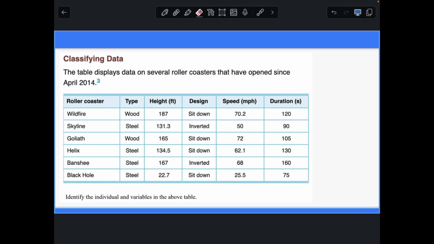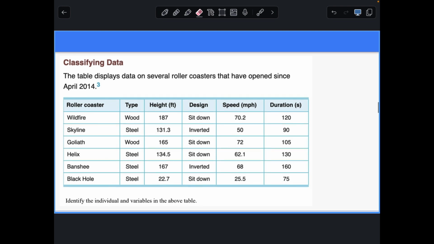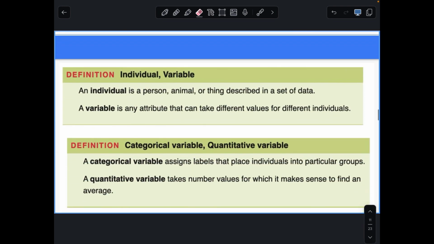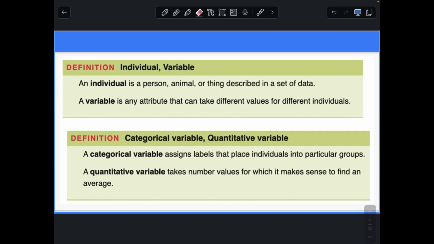Okay, moving on. The way that we classify data. The table displays data on several roller coasters that have opened since April 2014. Okay, we're going to come back, but we're going to identify the individuals and the variables in the table above. Well, what is an individual? What is a variable? I am glad that you asked that question. An individual is a person, animal, or thing described in a set of data, right? This is also sometimes called subjects.